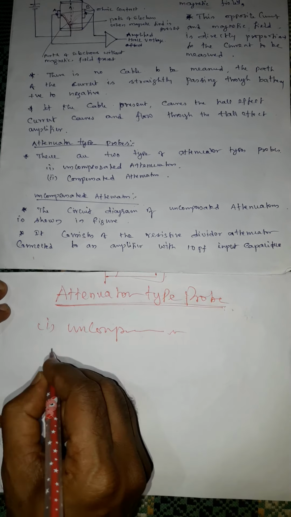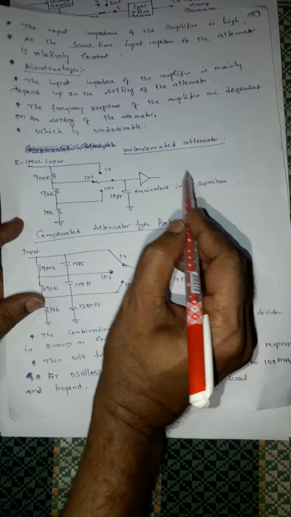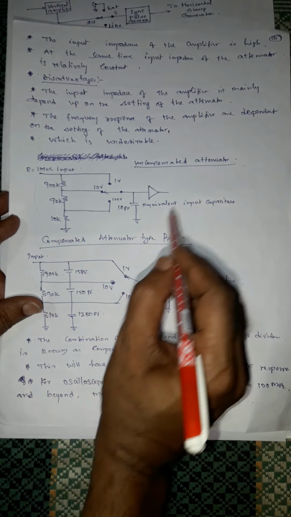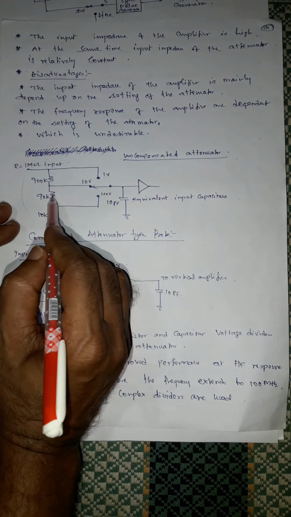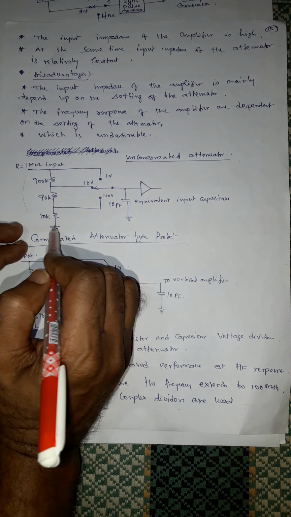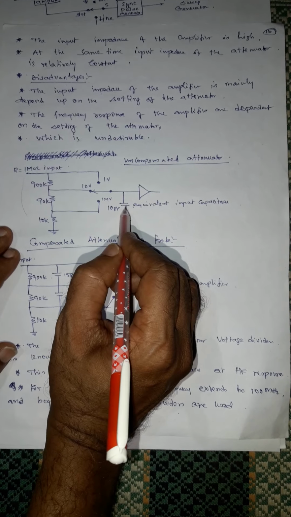The circuit diagram of the uncompensated attenuator is shown here. It consists of a resistive divider attenuator connected to an amplifier with a 10 picofarad input capacitor. Its diagram is shown here. This is your uncompensated attenuator type probe. Here you have a string of resistors with a 10 picofarad capacitor.